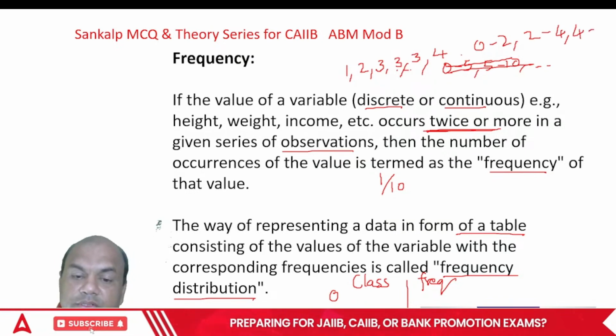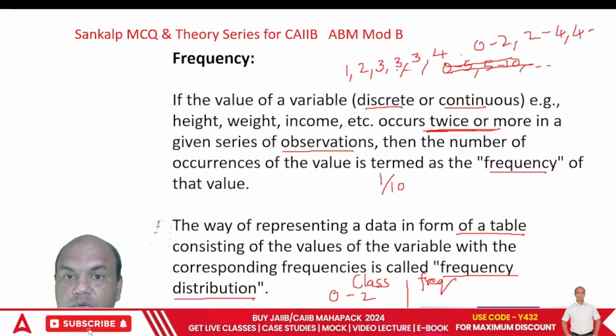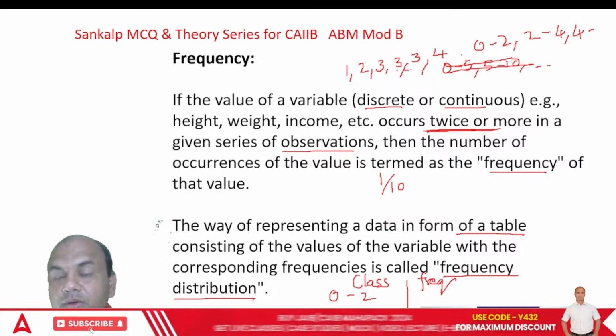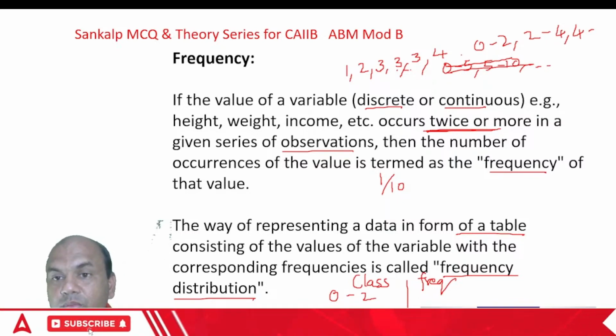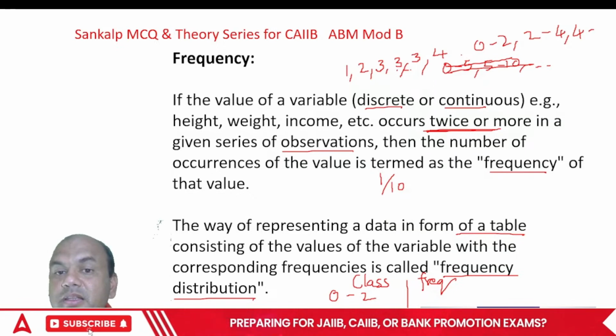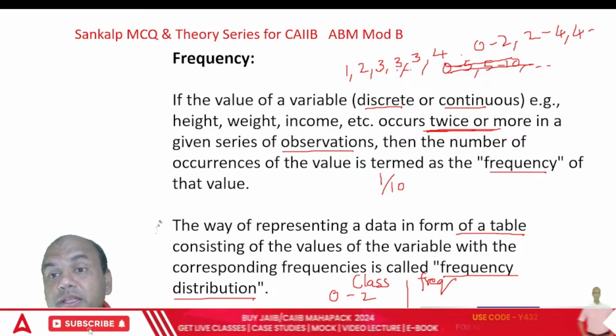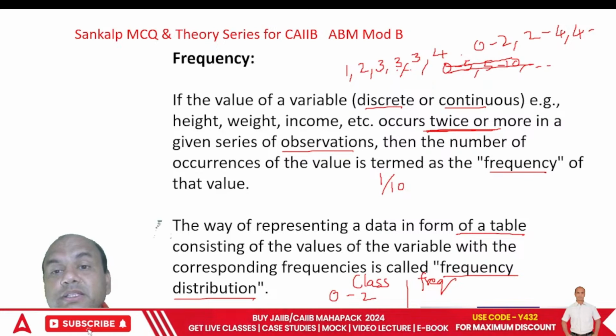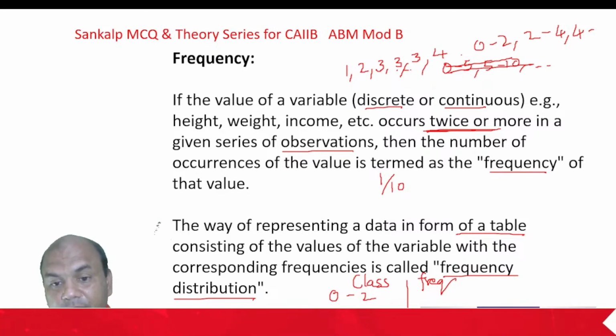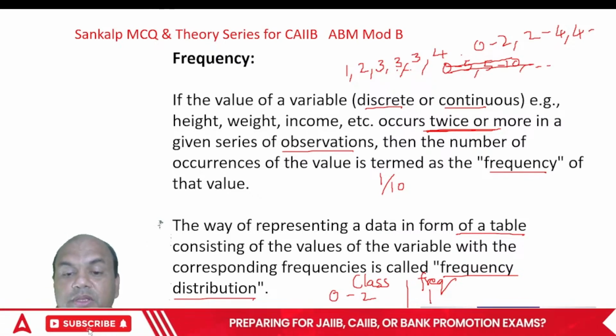So 0 to 2, how many will be there? How many are there from 0 to 2? Now remember, 0 to 2 means what? Will 2 be considered in this? No, 2 will be in the next class. 0 to 2 means less than 2. So here the frequency is 1 only.